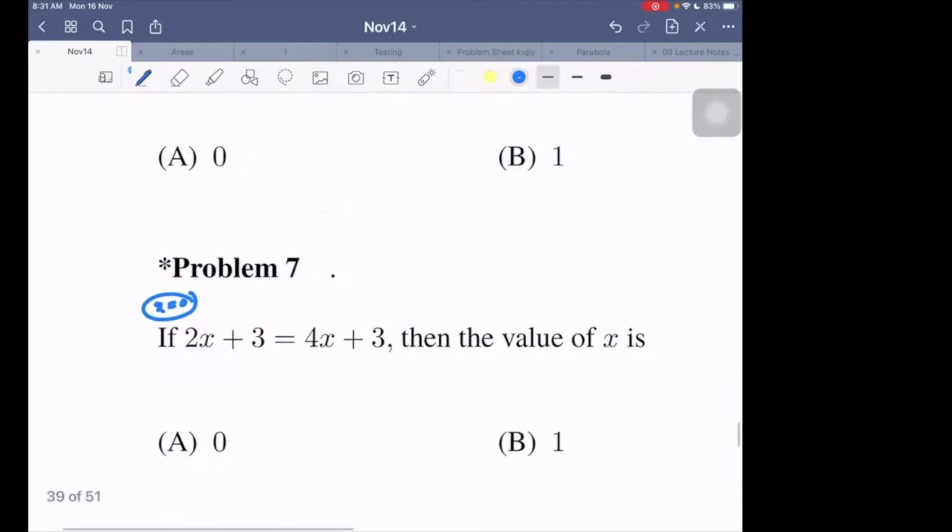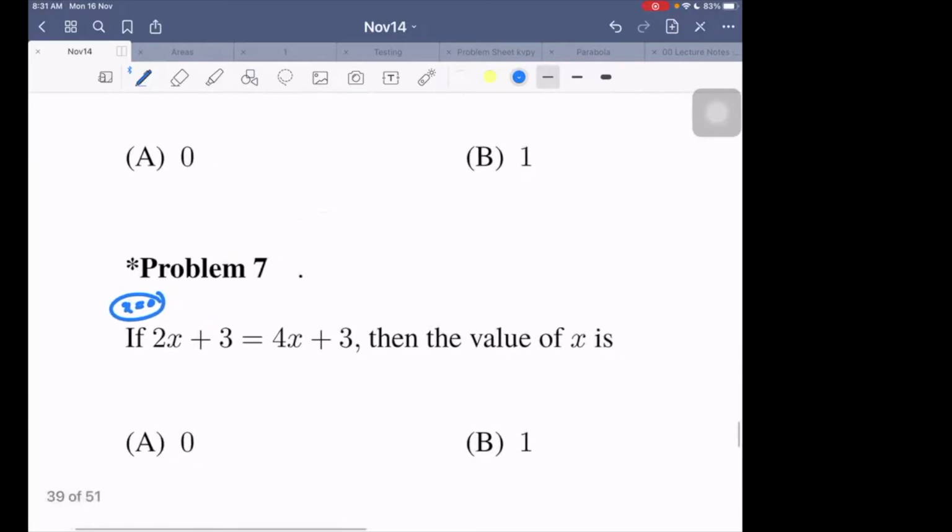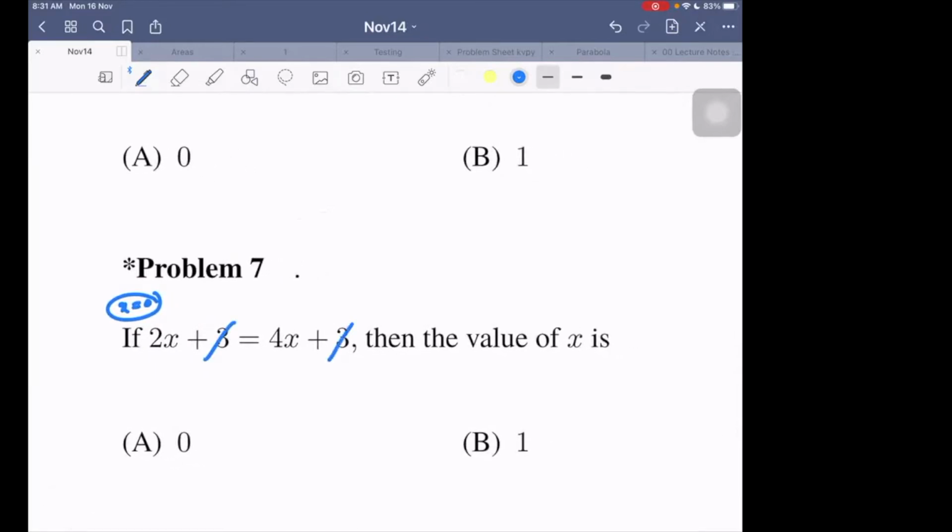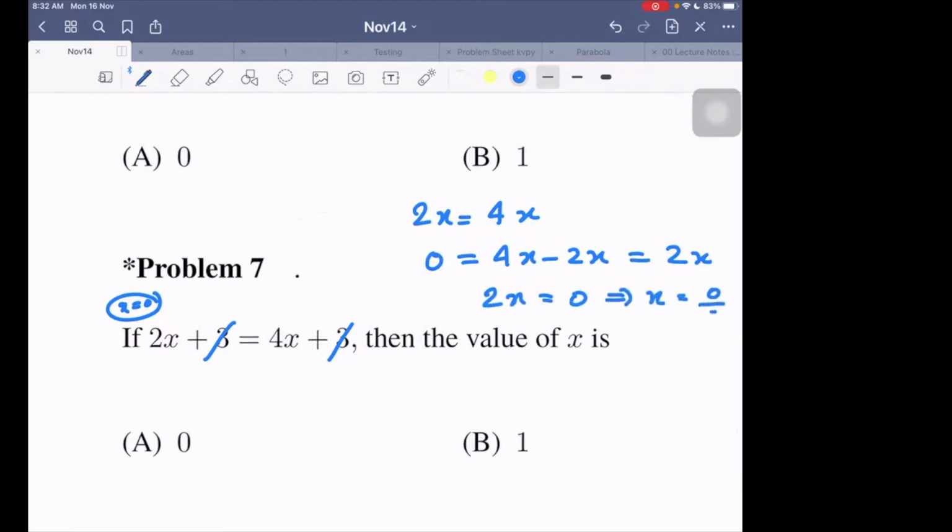How do you do it otherwise? You just cancel off 3 on both sides. You have 2x is equal to 4x. Take 2x to the other side. We have 0 is equal to 4x minus 2x, which is 2x. So your 2x is equal to 0. So your x is going to be 0 by 2, which is 0.